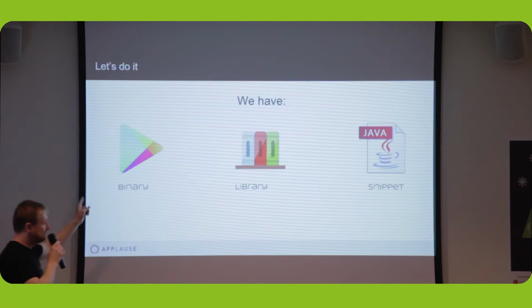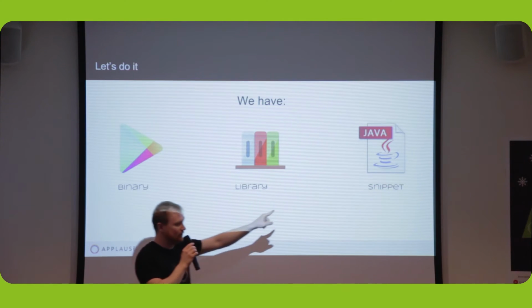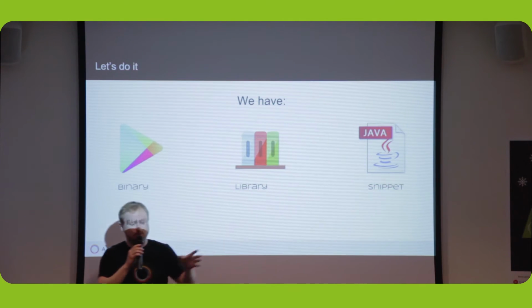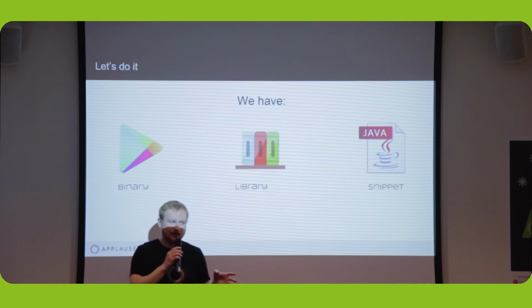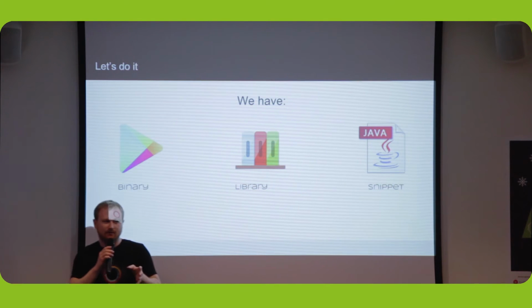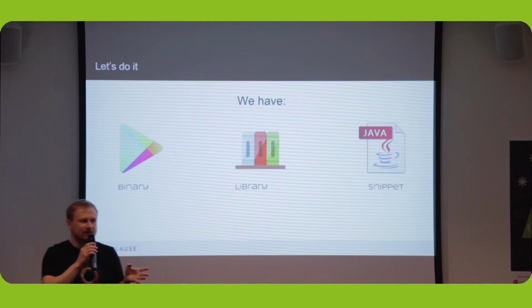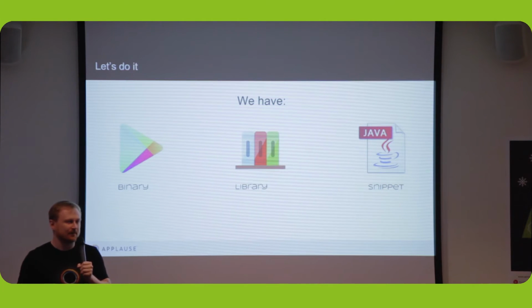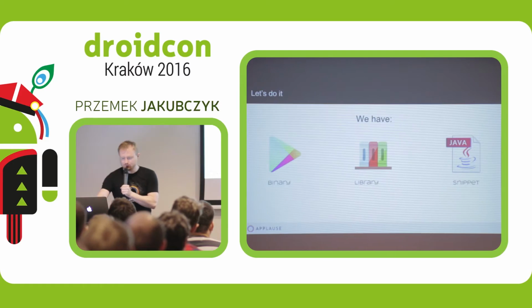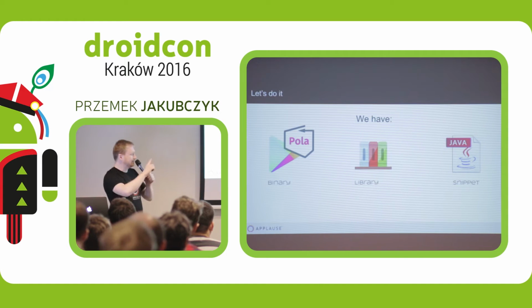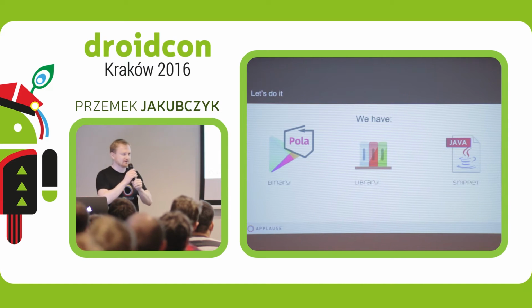So we have a binary, we have a library, and we have a snippet of code, because putting a jar file or AAR file into a binary doesn't mean that it will start right away. You have to have a starting point. And for presentation reasons, I'm going to use my friend's app, Pola. This is not some example application which will always work. This is a real application I got from the Play Store.